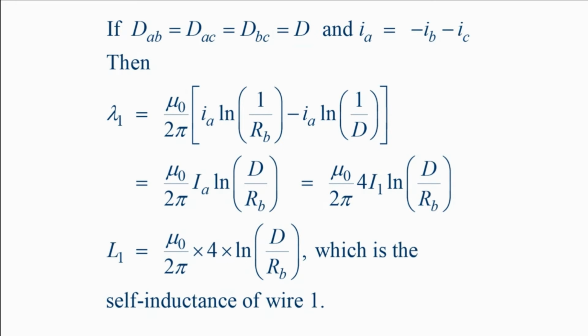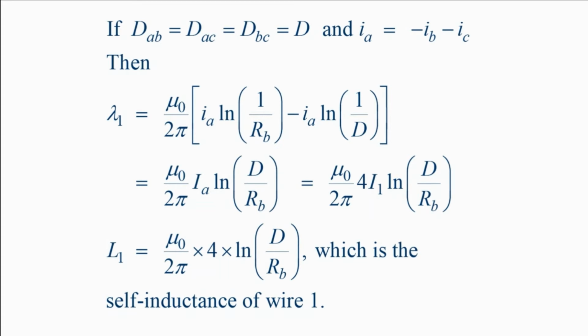We will get a very simple formula for lambda, and if I divide lambda by the current, you will get the inductance. Now it's mu naught over 2 pi, the same as for single conductors, times 4, times ln D over R. It's the same. Before it was D over R dash. Now it's D, which is GMD, the geometrical mean distance, over the geometrical mean radius. This is only for wire number 1.